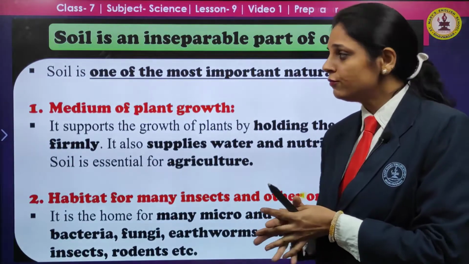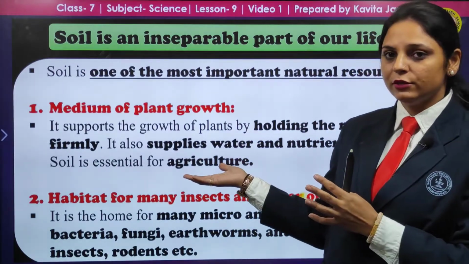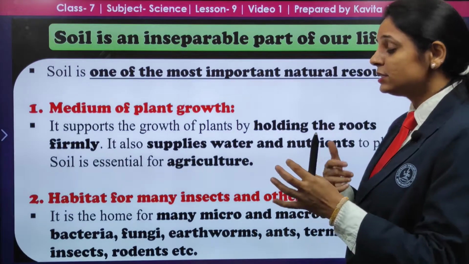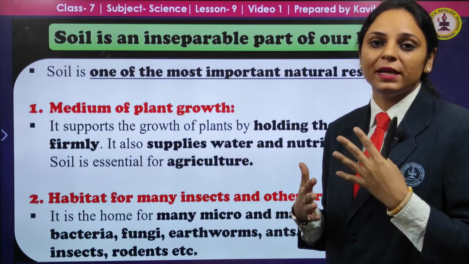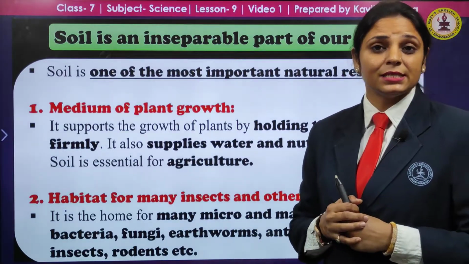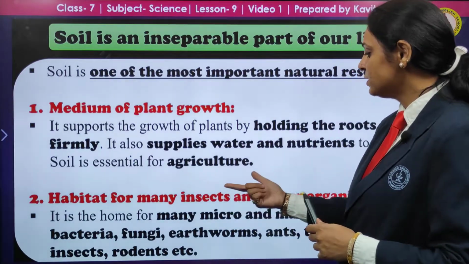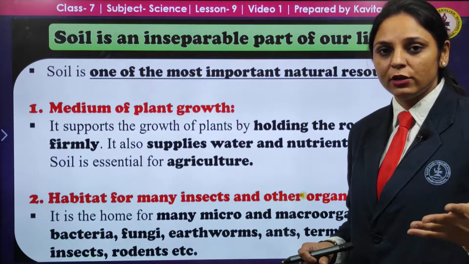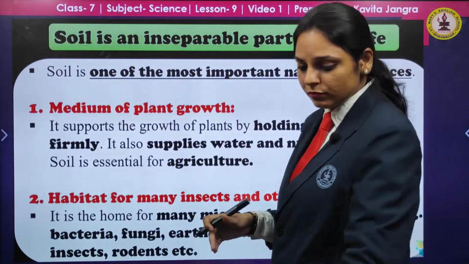It is a medium of plant growth because it holds the roots of the plant firmly, and it supplies the water, the moisture, and the nutrients that help in agriculture. So ultimately, soil plays an important role in the growth of plants. Second, it plays an important role as a habitat for many insects and other organisms like bacteria, fungi, rodents and many others, which live in the soil.